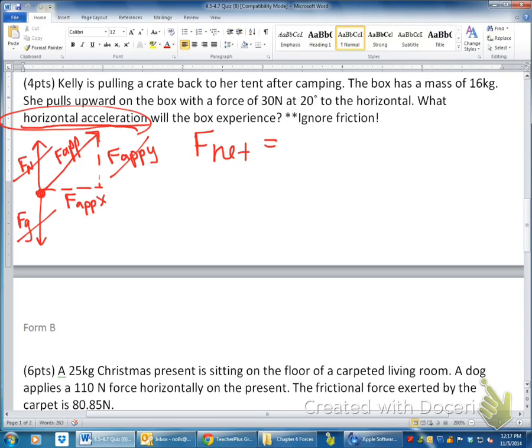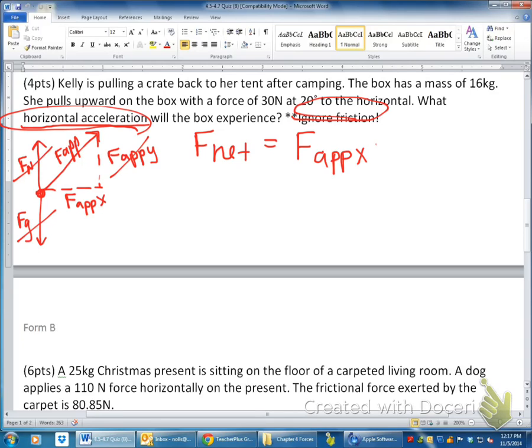Okay? So that means when we write our net force equation, what are our right forces minus our left forces? What's our right force? Yes, F applied in the X direction. Do we have any forces that are going to the left that we need to subtract out? No, because it says ignore friction. Okay, so you could put a minus 0 there if you'd like. I usually don't.